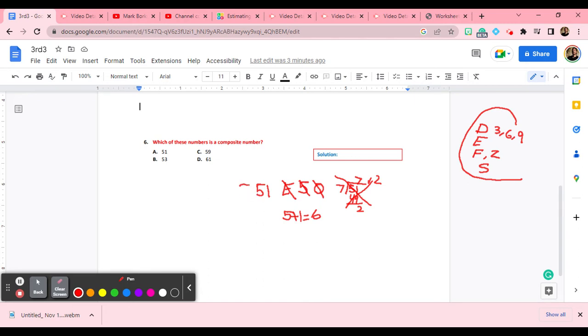Okay, so can we divide 3 into 51? Well, let's just check it out. Can 3 fit into 5? Yes, it can. One time. 1 times 3 is 3. I'm going to subtract and get 2. Bring down my 1. Oops, that's a 1, not a 7. Okay, well, that's supposed to be a 21.